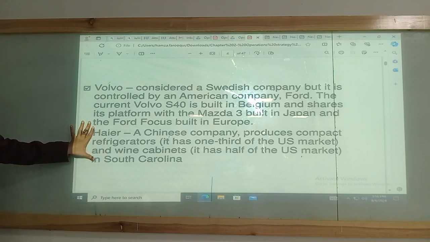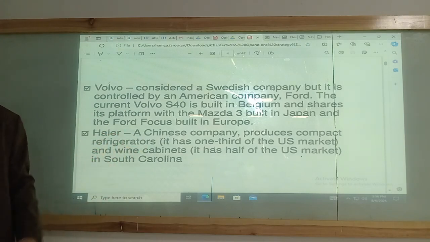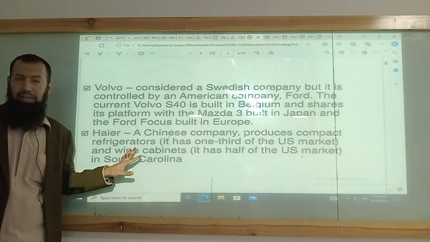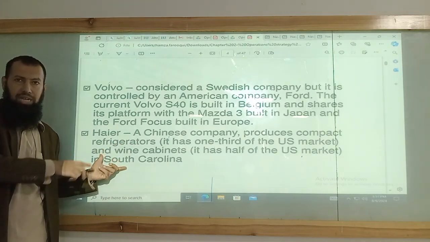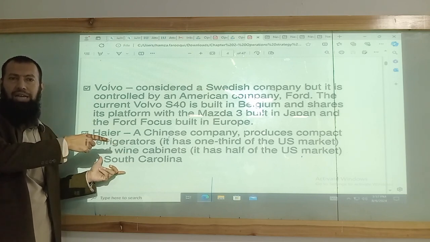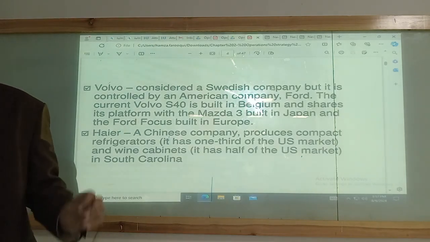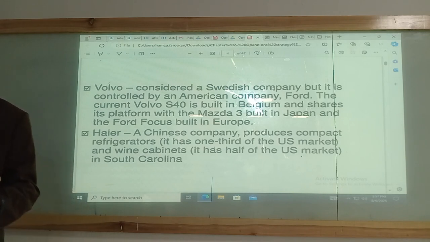Haier, we talked about Haier. A Chinese company produces compact refrigerators and wine cabinets in South Carolina. In the USA, Haier is the fastest selling brand in refrigerators. They developed a special kind of refrigerator which has the capacity to carry wine, and it is one of the highest selling, especially in Carolina. So that's how they are improving their sales and making the product customized for their customers. Next.